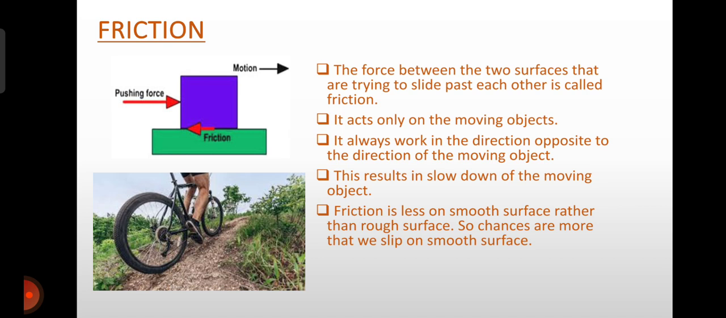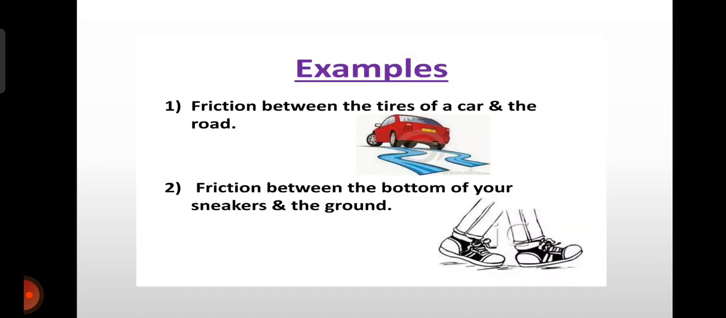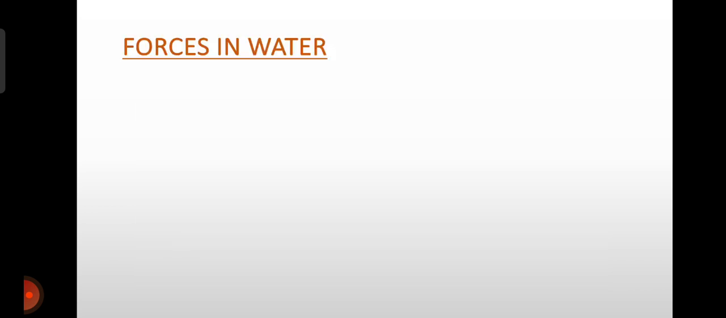Another example is of a cycle. While we are cycling on a road, we are pushing the cycle so that we move in the forward direction. But the friction which exists between the cycle tires and the road makes it slow down. A few other examples of friction are between the tires of a moving car and a road, and between the bottom of your sneakers or shoes and the ground.